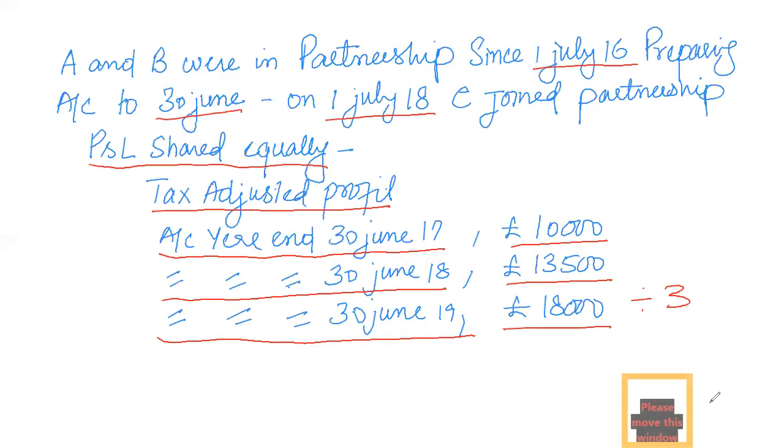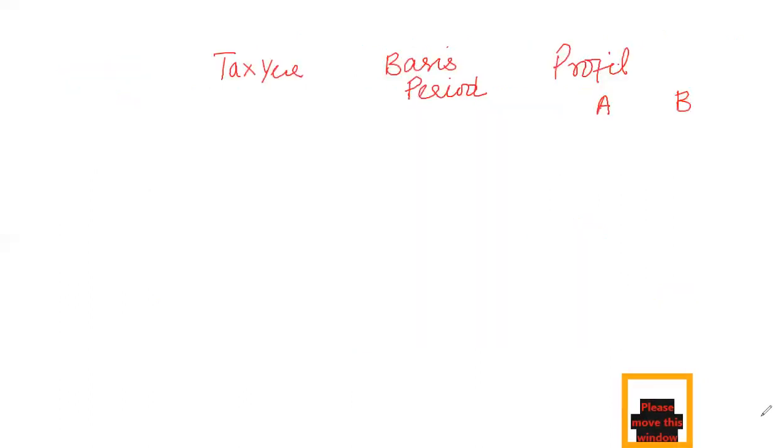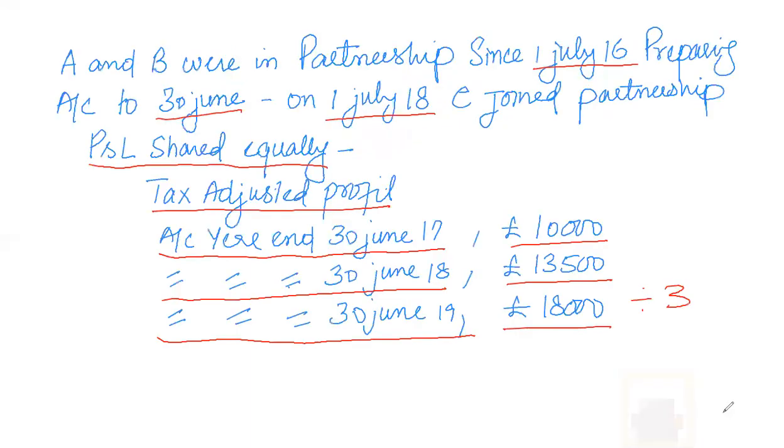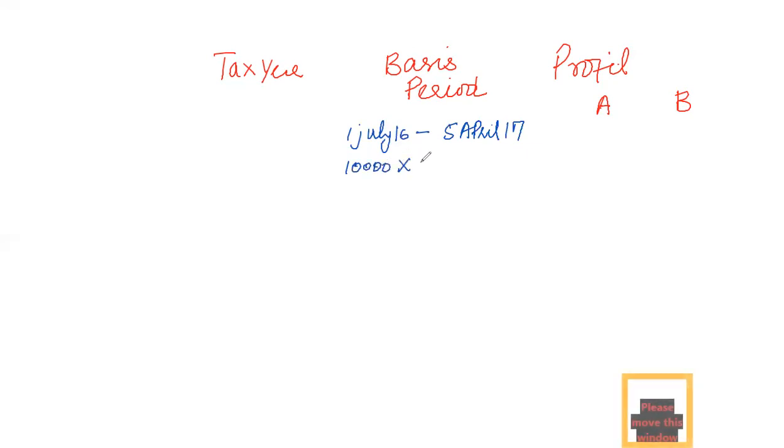The commencement date was 1st July 2016. So from the commencement date, you can say 1st July 16 to 5th April 17. This is considered to be 9 months, and we have to consider the 9 months profit. The profit was 10,000, so 10,000 multiplied by 9 by 12, divided by 2 for each partner, and this becomes 3,750 each. This is the profit that is to be assessed in the tax year 16/17.